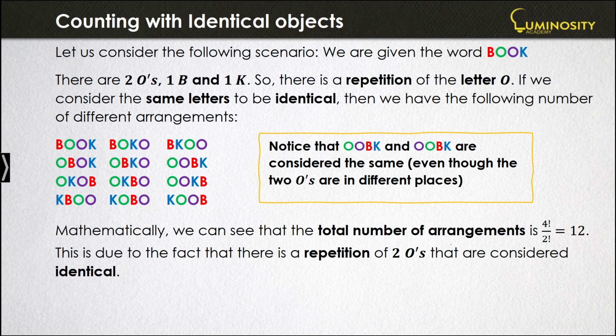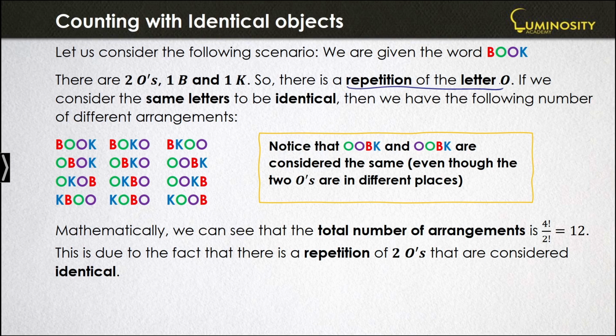So let us consider the following scenario. We are given the word book, B-O-O-K, and I've colored the letters specifically like this. There are 2 O's, 1 B and 1 K in the word book. So there's a repetition of the letter O, which means we say that same letters are considered to be identical. Those 2 O's are identical to each other.